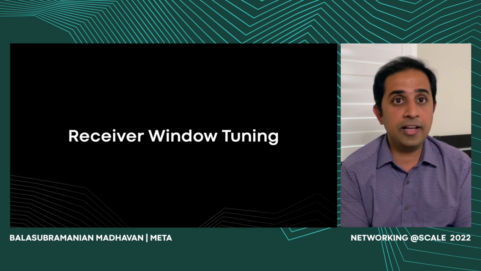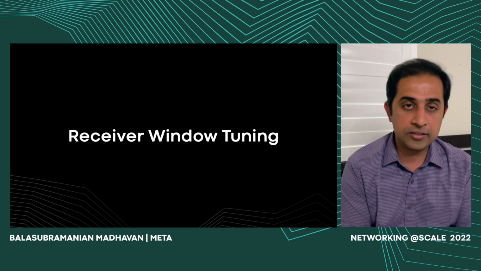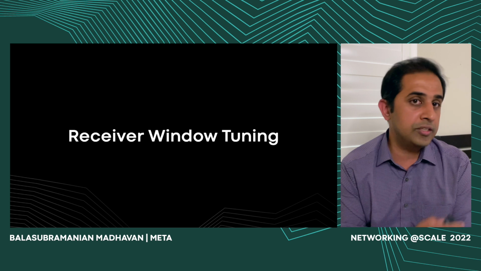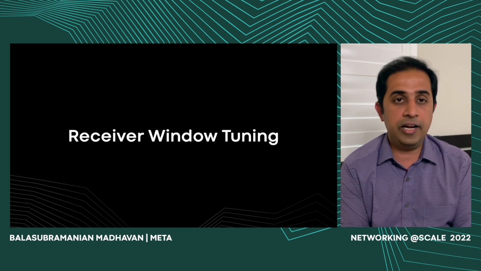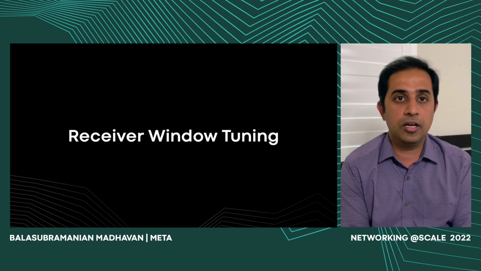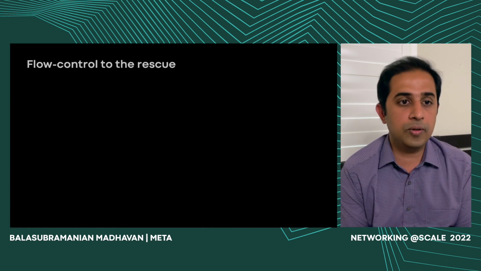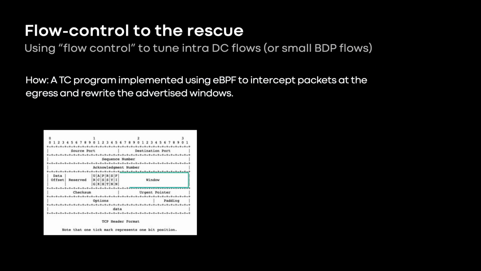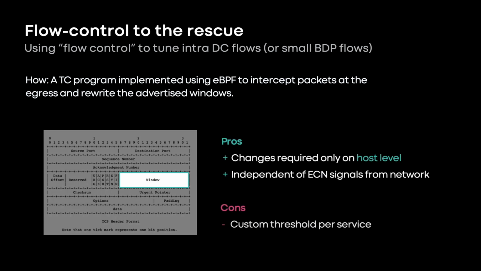Unlike tuning your buffers, window tuning is pretty isolated to the network, and it just controls the number of packets in flight and doesn't change your buffer values. So let's see how we were able to implement this solution in our fleet. We basically use the flow control knob of TCP to try to limit the maximum flows to the BDPs or something closely tied to the BDPs.